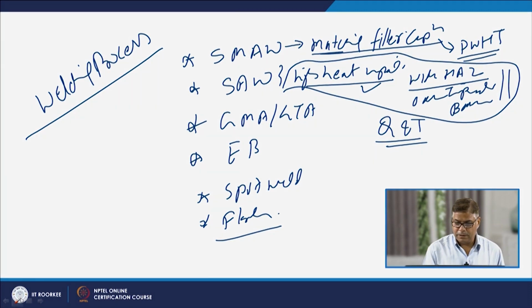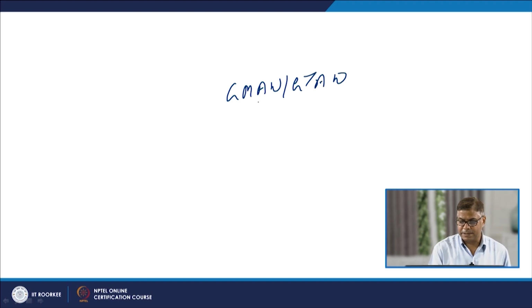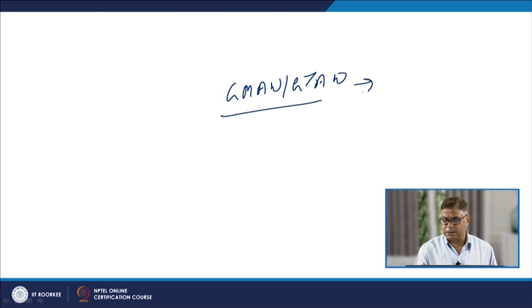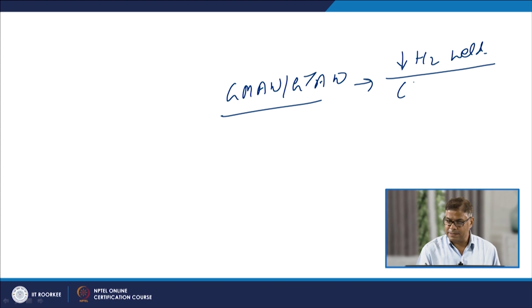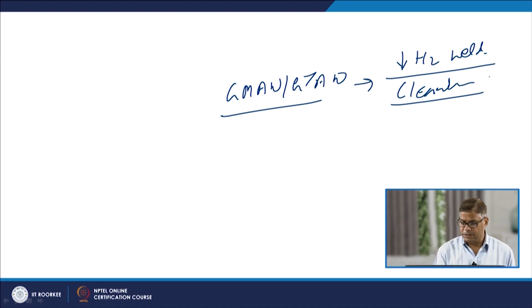restored. On the other hand, if we are using processes like GMAW and GTAW, both these processes offer low hydrogen weld joints. So, in general the weld is cleaner, and we are able to produce weld joints which will be less prone to defects and discontinuities.